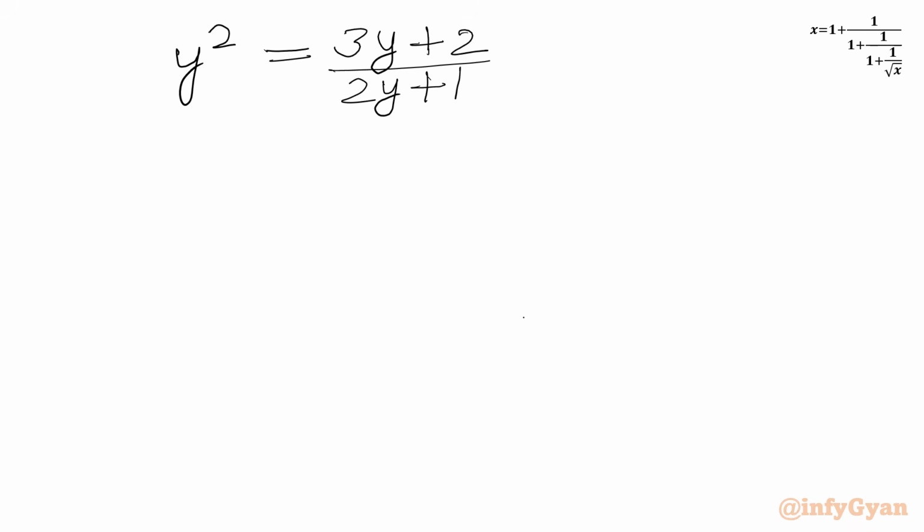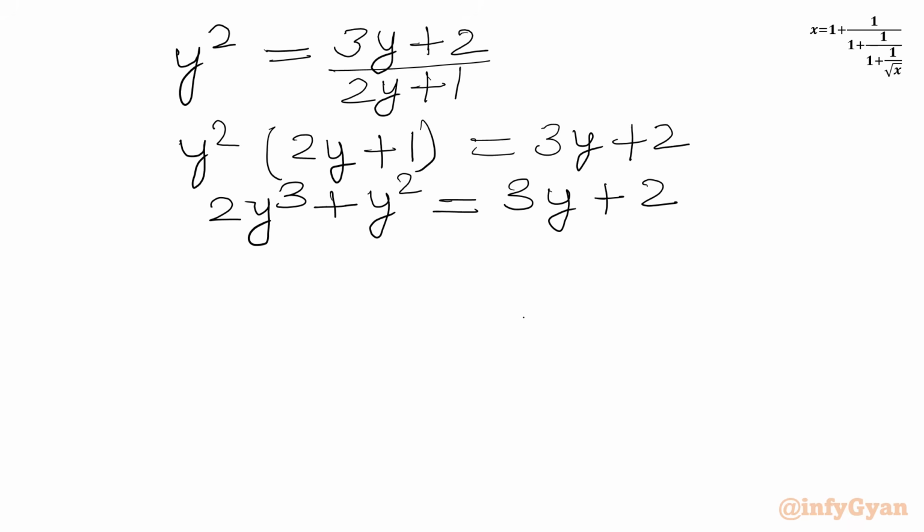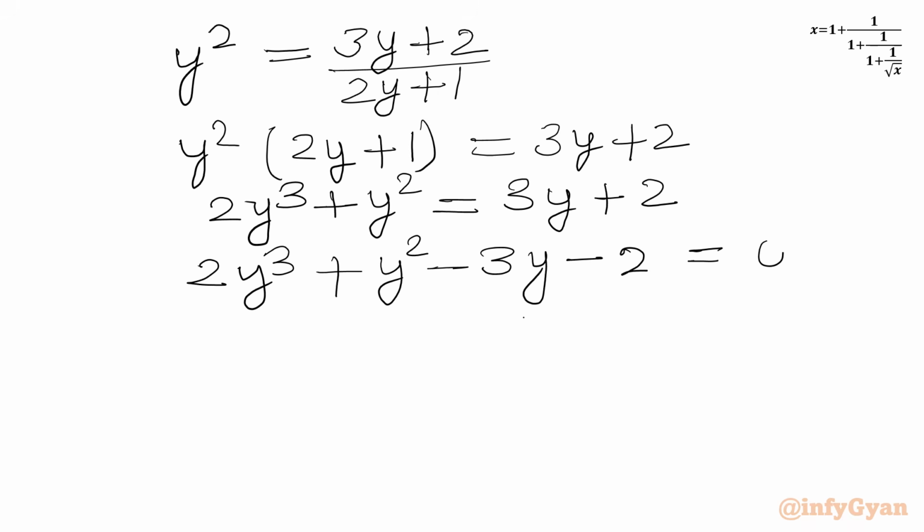Now we will multiply both sides by 2y plus 1. We get y square times 2y plus 1 equals 3y plus 2. After expanding our LHS, we get 2y cube plus y square, and on the RHS we have 3y plus 2. By writing all the terms on the LHS, we get one cubic equation: 2y cube plus y square minus 3y minus 2 equals 0. Now we have to solve this cubic equation.